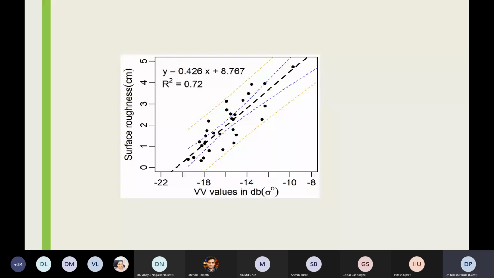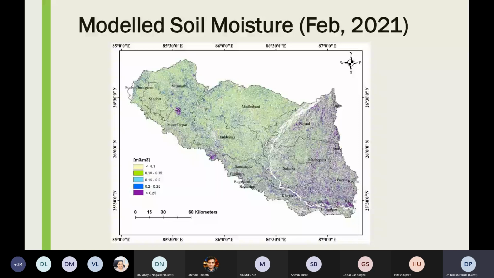The yellow thing is, I think, the predicted bound, okay, and the blue is a 95% confidence interval. This is the model soil moisture, okay. We computed for recent dates like February 2021. So you see, mostly the Kosi mega fan. You see the Kosi river, and then the eastern part of the Kosi river is known as the Kosi mega fan. So over the Kosi mega fan, we found more moisture.